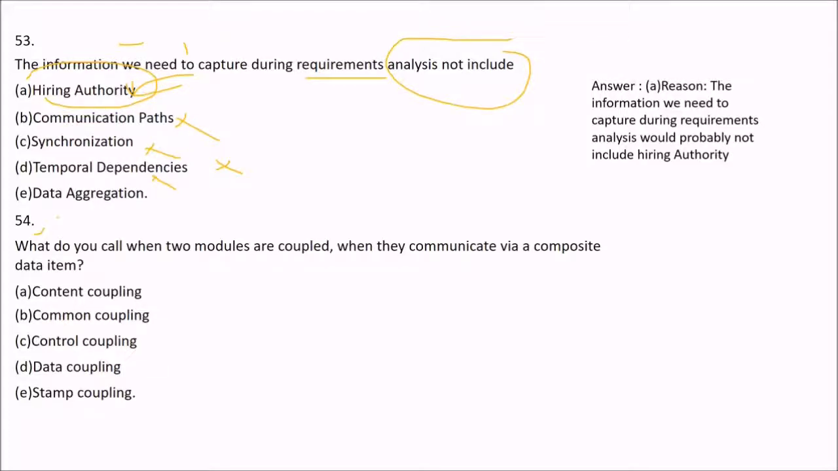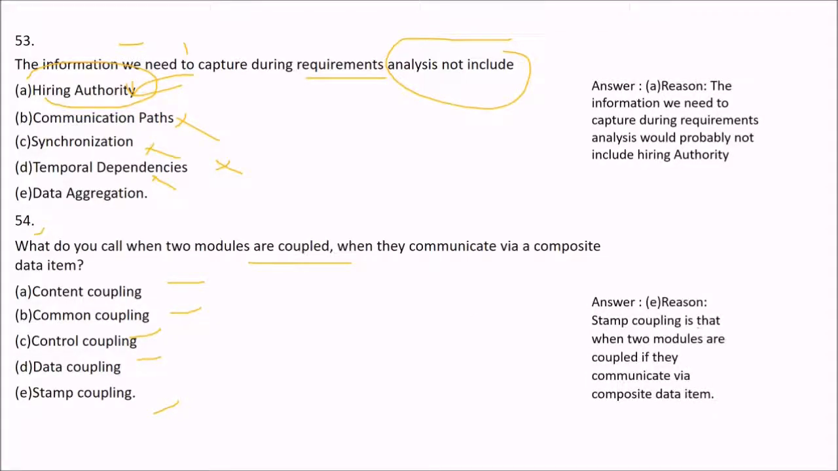54 is, what do you call when two modules are coupled when they communicate over a composite data item? So 54, we know what content coupling, common coupling, control coupling, data coupling, and stamp coupling are. The answer is stamp coupling, because this sentence says that stamp coupling is when two modules are coupled if they communicate via composite data item.